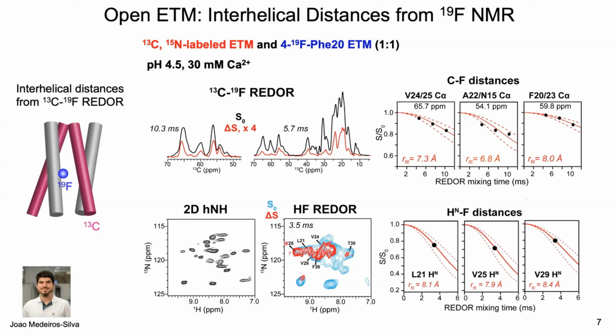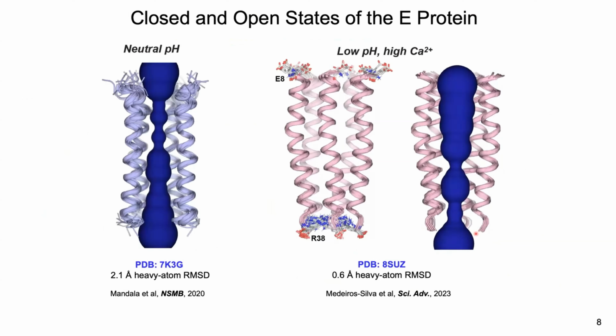And then again, we do a second experiment where we turn on the fluorine dephasing pulses so that we can see which amide hydrogens are now dephased by that single fluorine from a neighboring molecule. In that way, you can map out the amide hydrogen to fluorine distances. So all of these distance constraints, whether fluorine-based or carbon-nitrogen based, led to this open state structure solved at low pH in the presence of calcium.